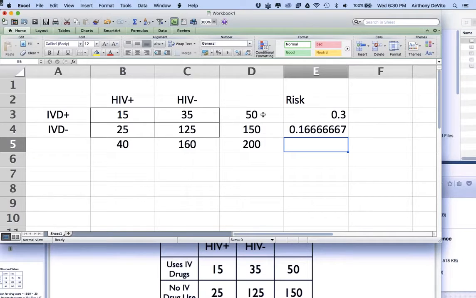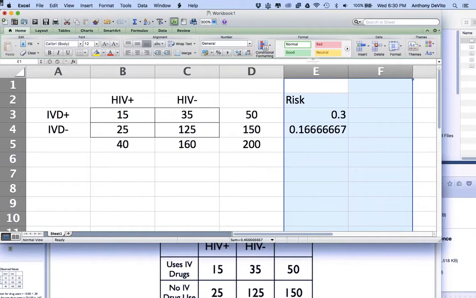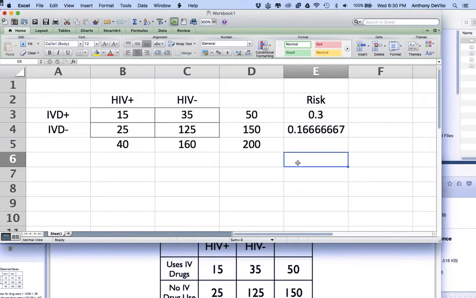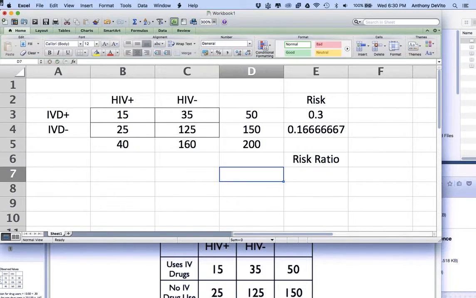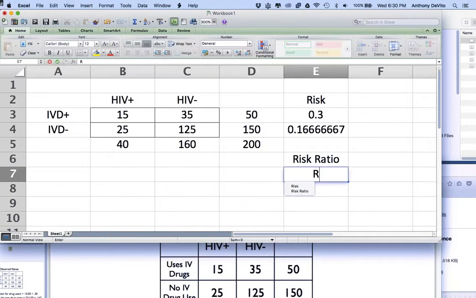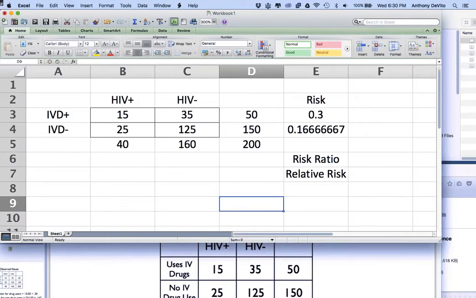I'm going to actually do something here that helps me understand how the risk for one group compares to the risk for the other group. I'm going to create something called a risk ratio. A lot of people also call it relative risk. So they're both RRs. You see RR is equal to a lot of times in studies. I'm going to take the risk ratio.